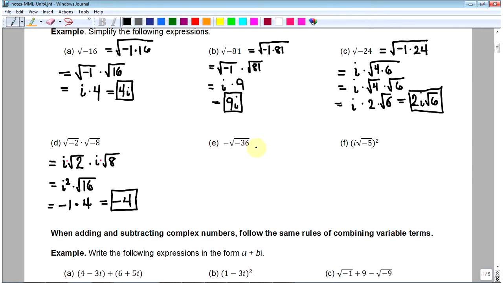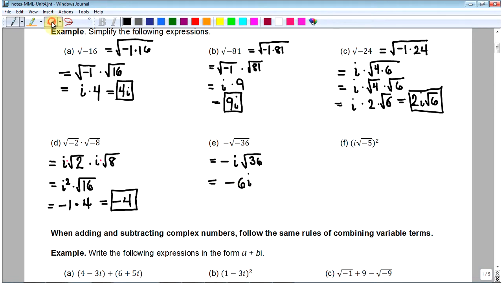Okay, for part E, we have a negative outside of our radical. I see a negative under my square root, so I know I can go ahead and bring an i out, and I still have the square root of 36. Well, you may have been able to do all of this in one step. The square root of 36 is just 6, so we can write that as -6i.